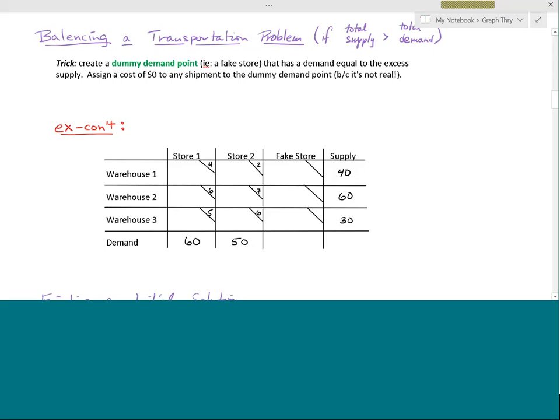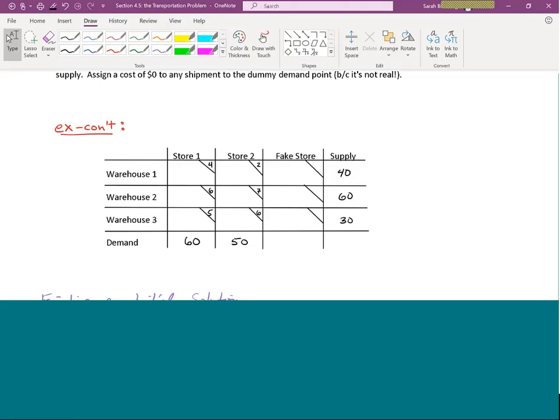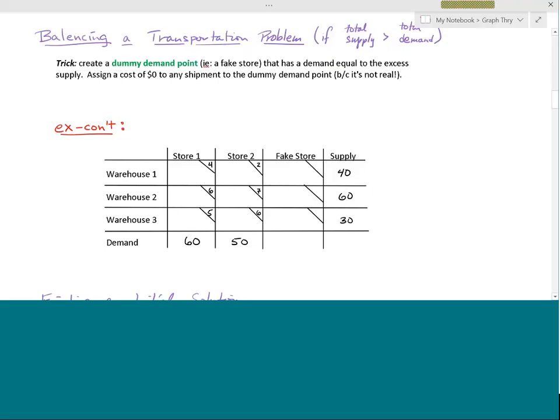In terms of dealing with the fake store, though, the fake store is easy to deal with. So here's what you do. You look at your total supply, you look at the total demand. So let's do a quick check here. If we're looking at our total supply, how much total supply do we have? Anybody happen to add that up while I was trying to get a different pen color? Yep. So total supply is 130.